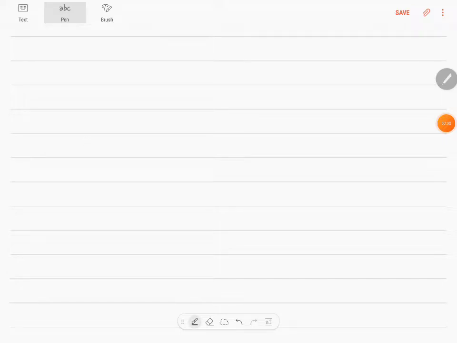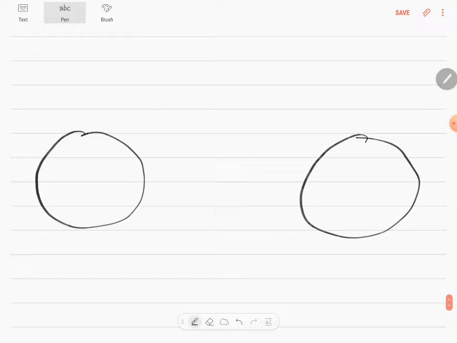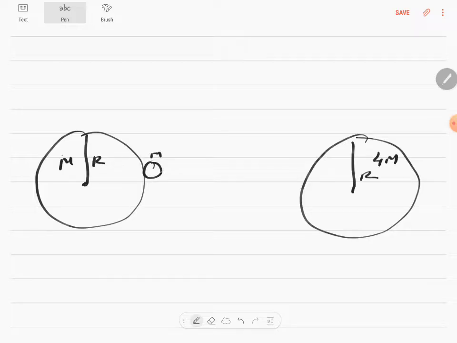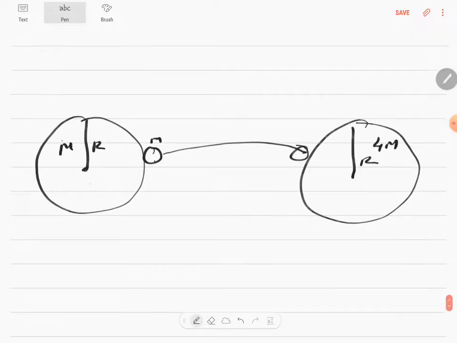Look at the sum. There are two masses. One has a mass m, another has a mass 4m. That one has radius r, the other one also has radius r. You are trying to project a body of small m from the surface of the first mass to the surface of the second mass. The separation between the two radii is 6r.